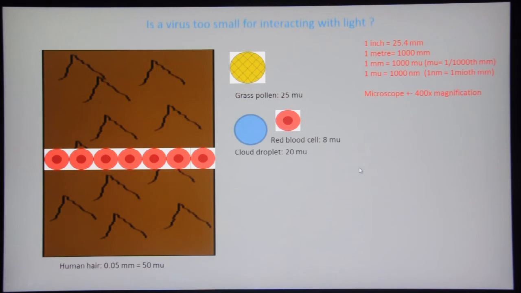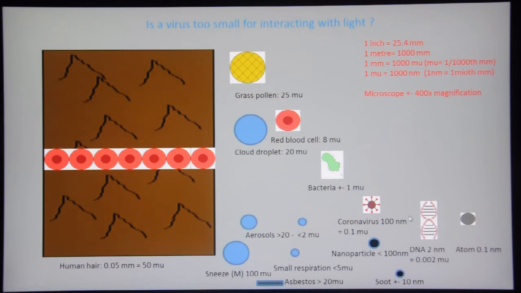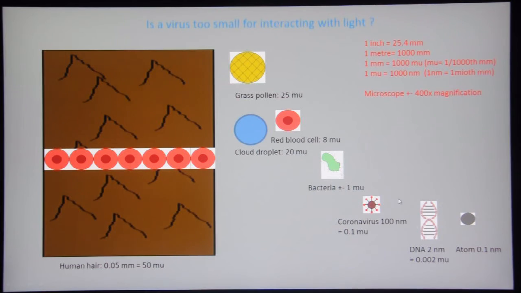Then 10 times smaller we have our bacteria. They are about 1 micron. So you would have about 100 bacteria on the width of a human hair. And viruses are even 10 times smaller, so 100 times smaller than our cells, which is 1/10 of a micron or 100 nanometers. And then you have the really small things like the atoms or the DNA and the RNA. In virus it's RNA, and in our cells DNA.